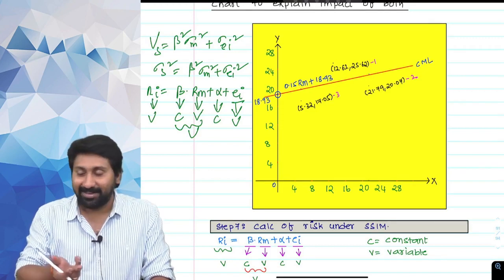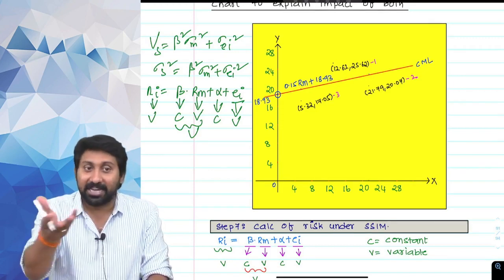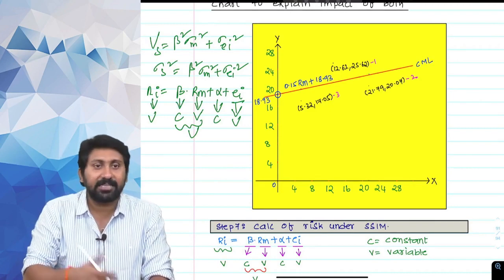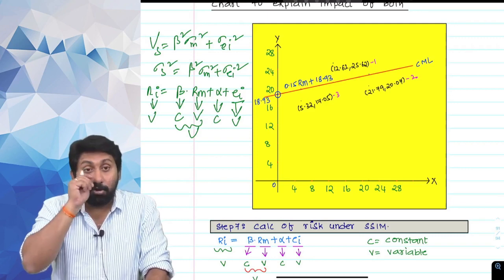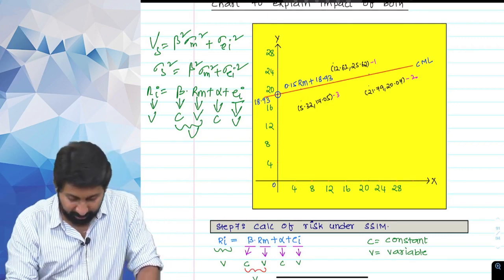What can change is a variable. What will not change is a constant. That means there is no variance for a constant. There is a variance for a variable.